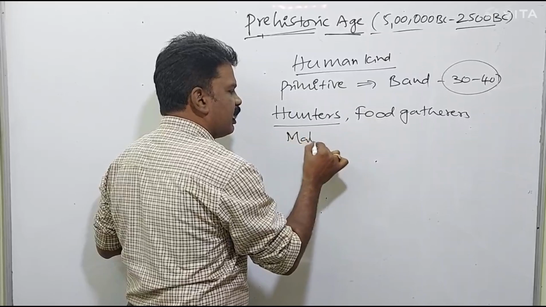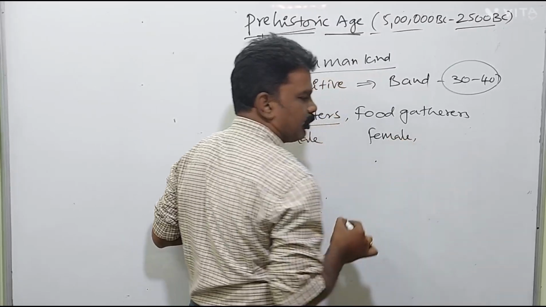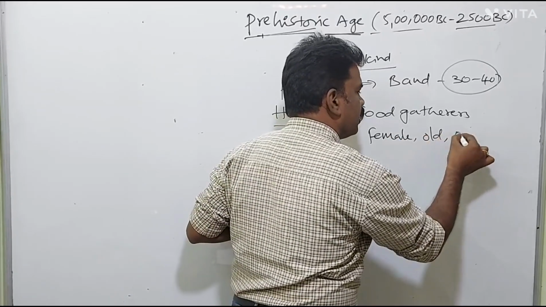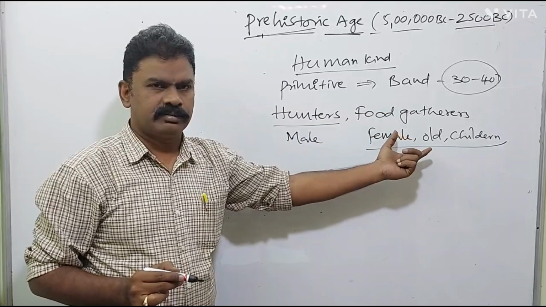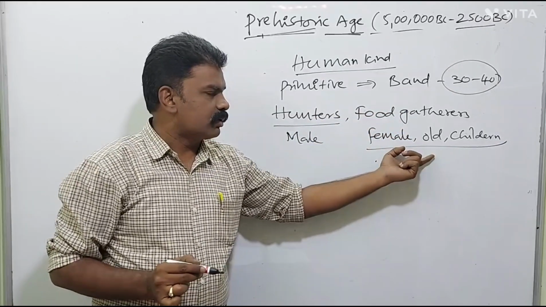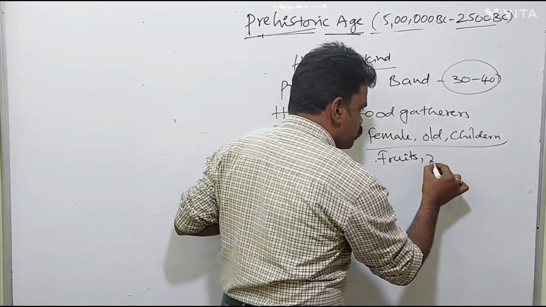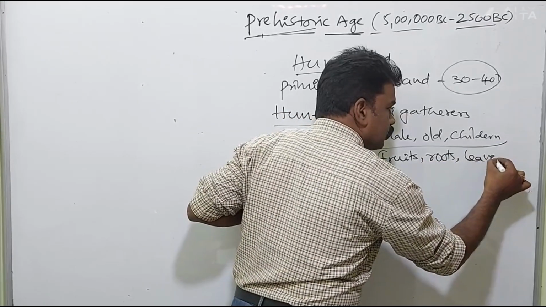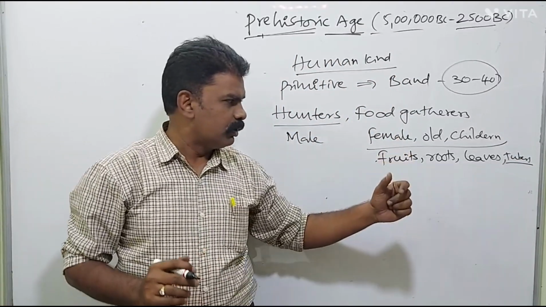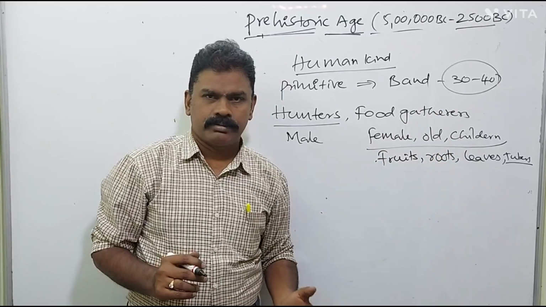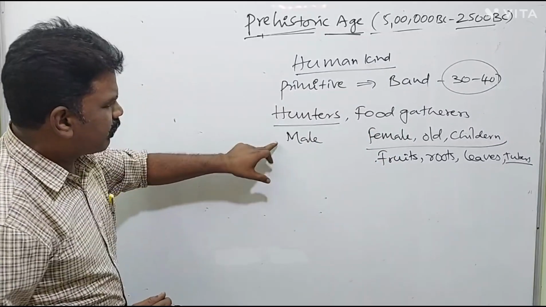Males were involved in hunting. Females, old people and children were in food gathering. What food did they gather? They gathered fruits, roots, edible leaves, tubers. Tubers means dumpalu. Fruits, roots, leaves, tubers. Females in food gathering, males in hunting.